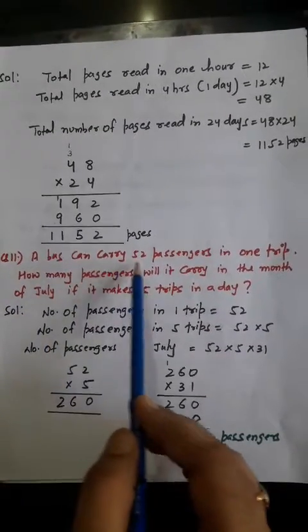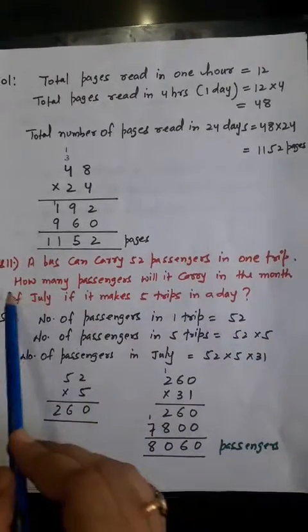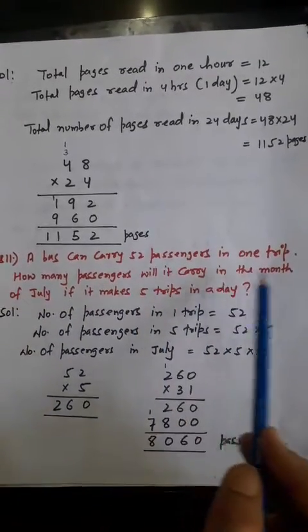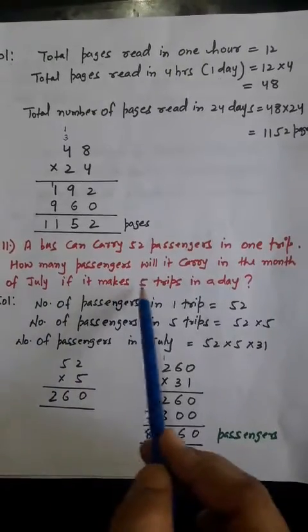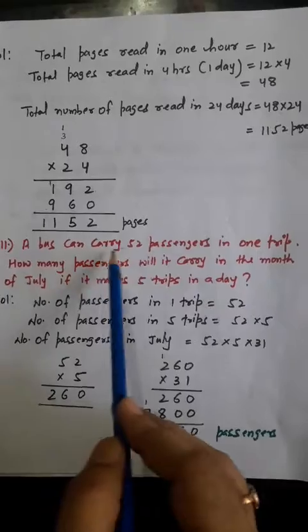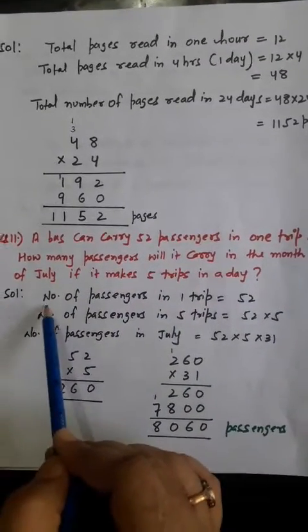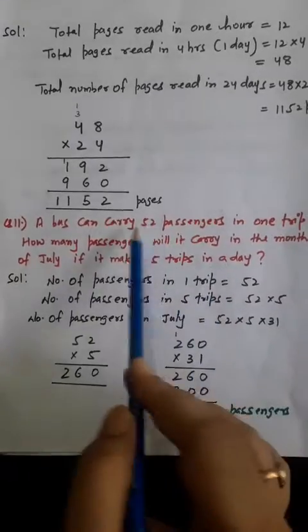A bus can carry 52 passengers in one trip. Okay. How many passengers will it carry in the month of July if it makes 5 trips in a day? So what has been given in the question? A bus can carry 52 passengers in one trip. Therefore, we solve like this. Number of passengers in one trip will be 52.